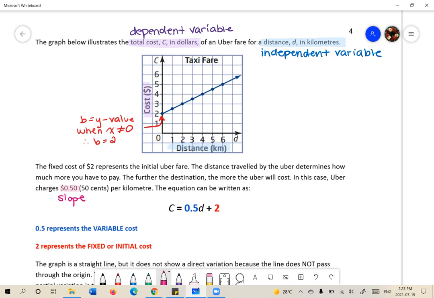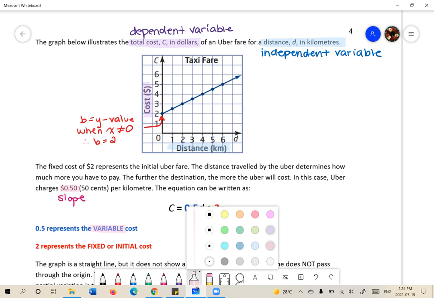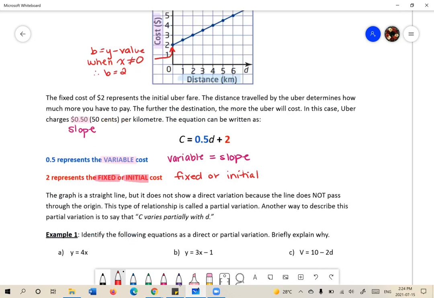Another word for slope is variable. Another word for our y-intercept or b value is fixed or initial. So in a word problem, when you see the word variable, that is describing the slope. If you see the word fixed or initial, that's describing the y-intercept or your b value.